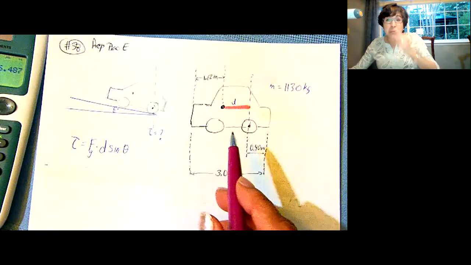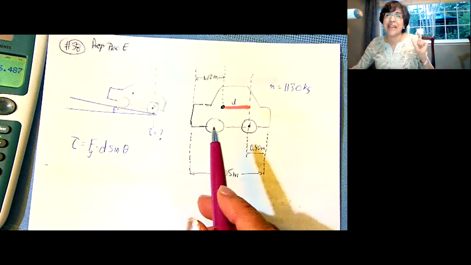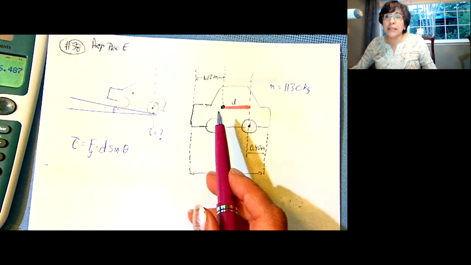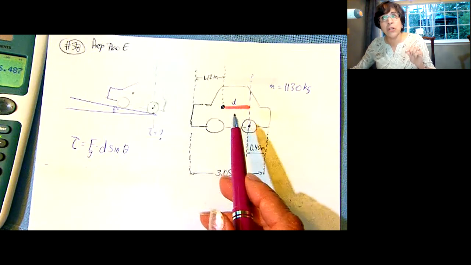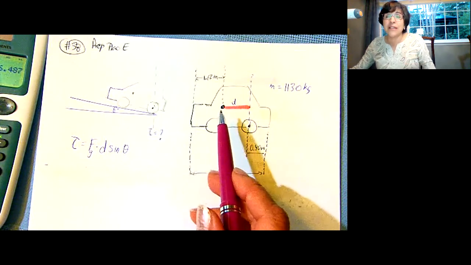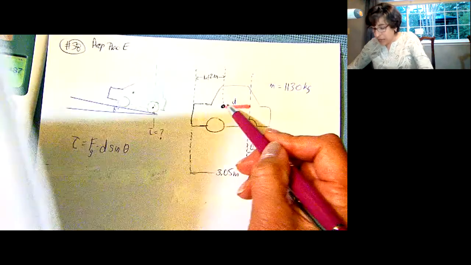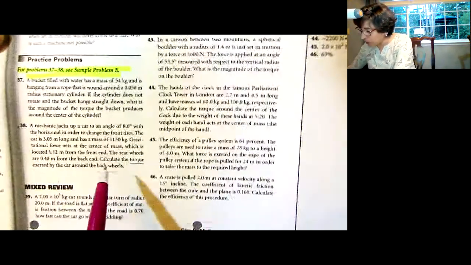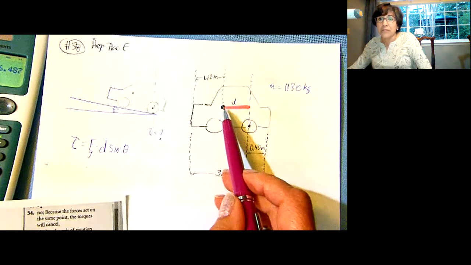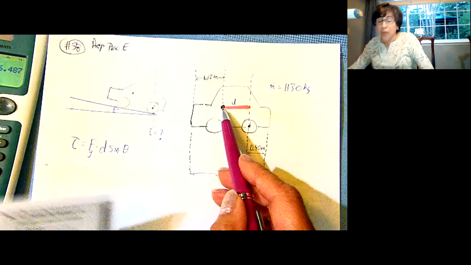Why would the center of mass be towards the front? Probably because the engine and all the heavier stuff is in the front. So instead of being in the geometric center, it's not. The center of mass is at this point here, and it says it's 1.12 meters from the front of the car. So I write 1.12. I'm extending little lines to show where that center of mass is. That's why I drew that one there.